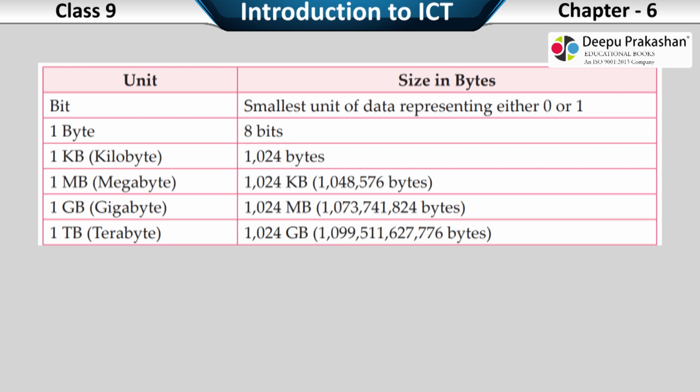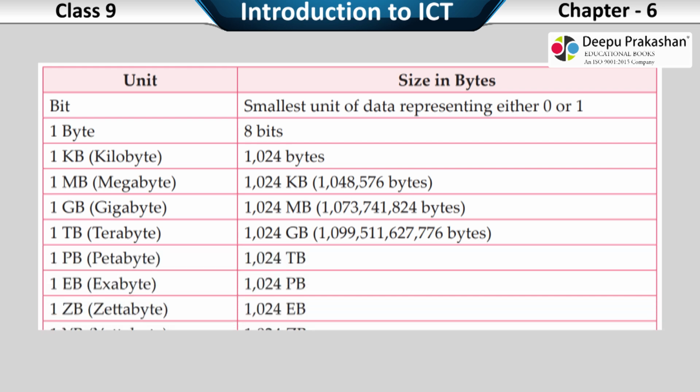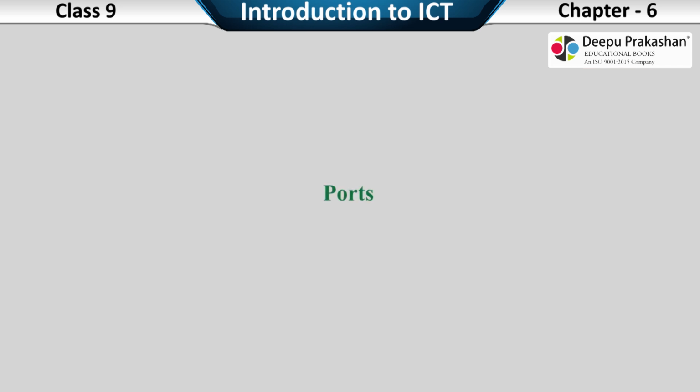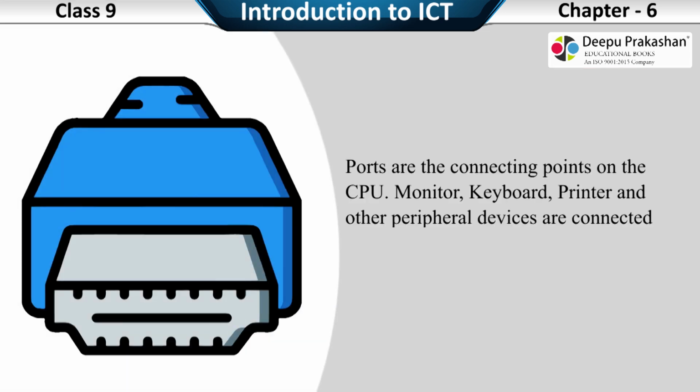1 terabyte, TB: 1024 gigabytes, 1,099,511,627,776 bytes. 1 PB, petabyte: 1024 terabytes. 1 EB, exabyte: 1024 PB. 1 ZB, zettabyte: 1024 EB. 1 YB, yottabyte: 1024 ZB. Ports. Ports are the connecting points on the CPU.